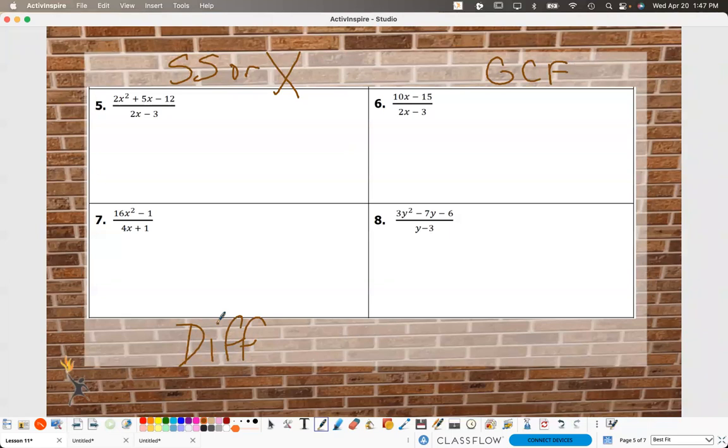What do you think? Slip and slide. Why, Sam? Because it's a trinomial, and quadratic, and it has the number before the y. And there's no GCF. 7, it's 7. You can't take and divide 7 by 3. So he's right. Slip and slide for number 9.